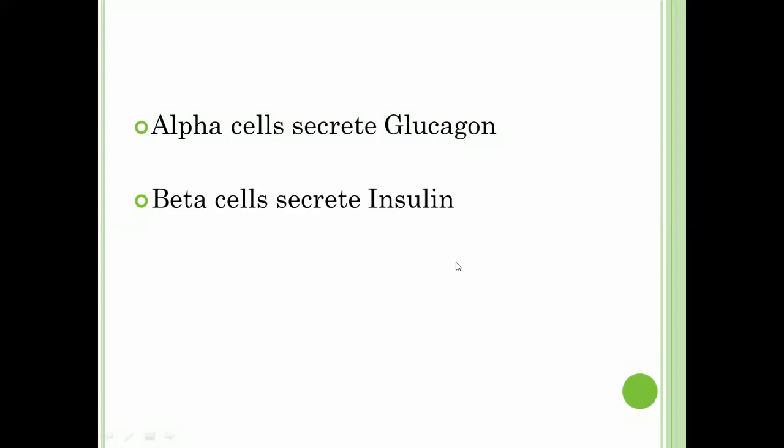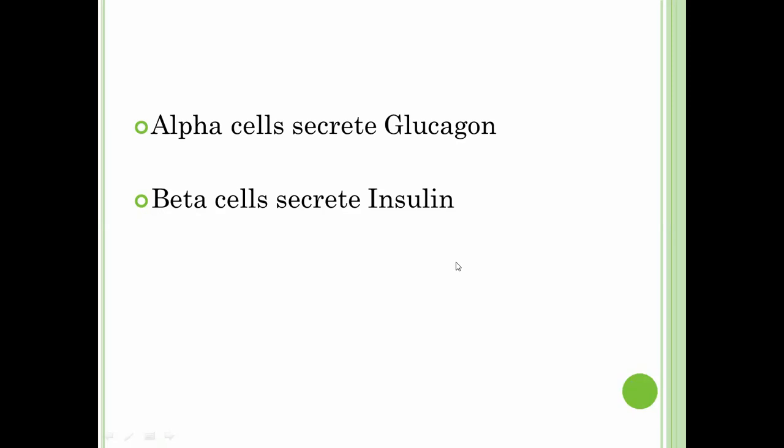So alpha cells secrete glucagon, which is converted into glycogen. It is stored in the form of glycogen, and then this glycogen is converted into glucose. This process is known as glycogenolysis. Second, beta cells secrete the insulin hormone, and insulin converts the excess glucose, meaning sugar, into glycogen. There is formation of glycogen, and this process is known as glycogenesis.